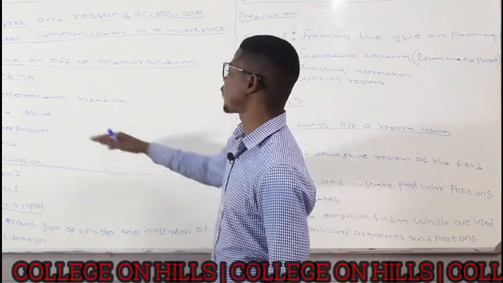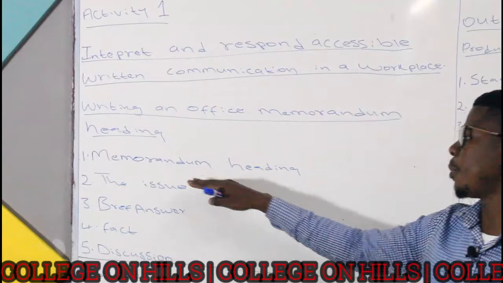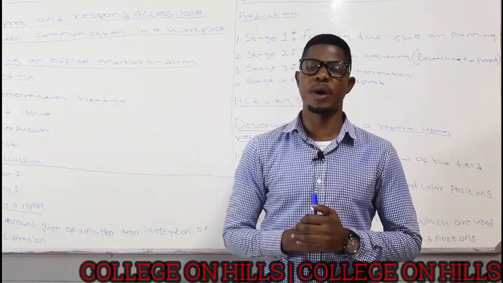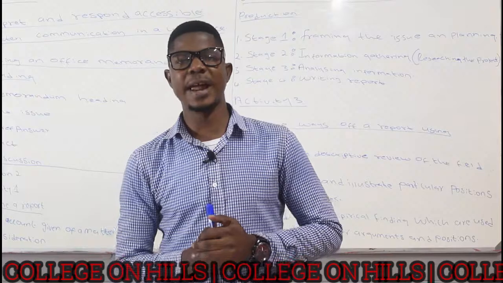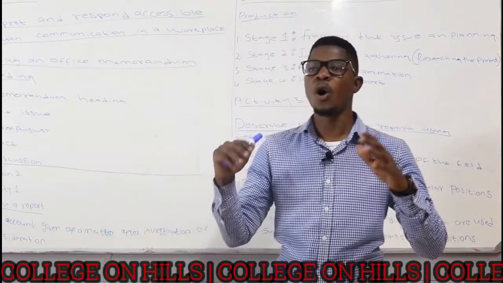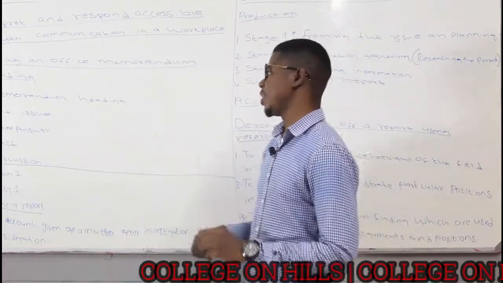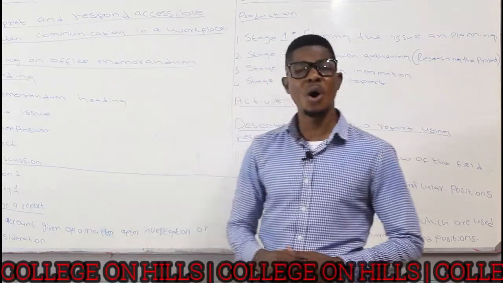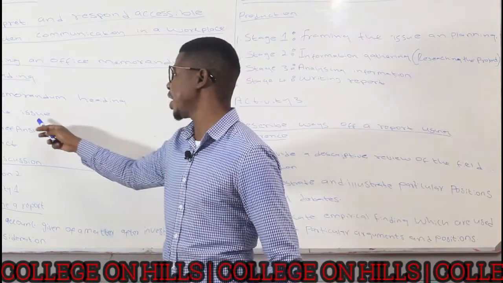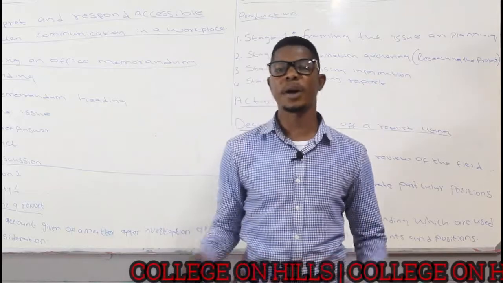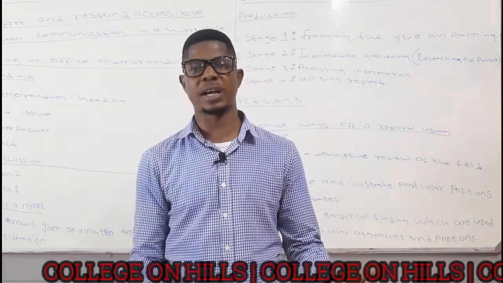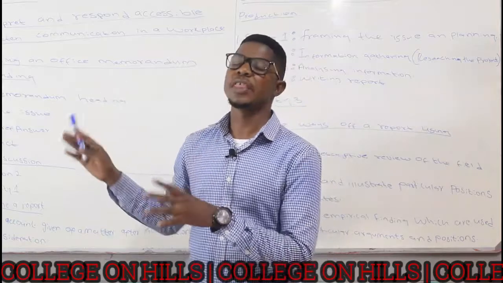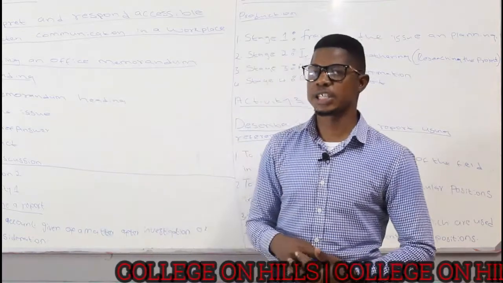So let's check the parts, or what needs to be included when we are dealing with an office memorandum. From number 1, we have what we call the memorandum heading. You must know that when you are writing a memorandum, you must state the memorandum heading. Then we have number 2, which is the core. Number 2 says the issue. Why a memorandum? Why must you write the memorandum? That's where you'll be explaining all the issues that made you write that memo.